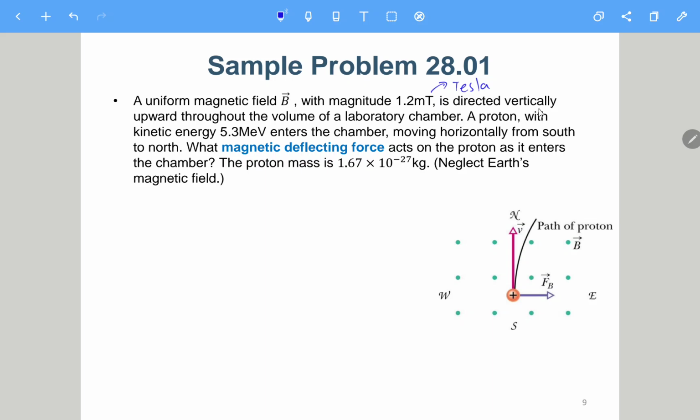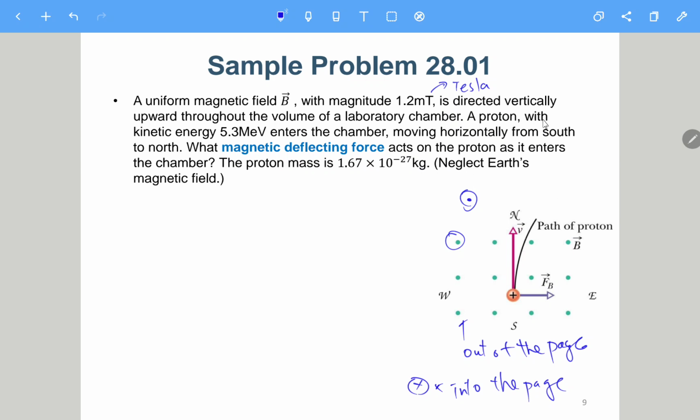It's directed vertically upward throughout the volume of a laboratory chamber. So here you can see the B field with a green dot. Green dot means pointing out of the page. If it is depicted like this with a cross, this is pointing into the page. So for the dot, or sometimes a dot in a circle, it is out of the page.